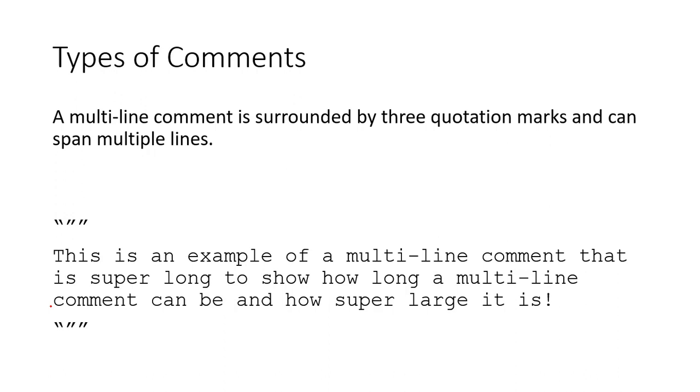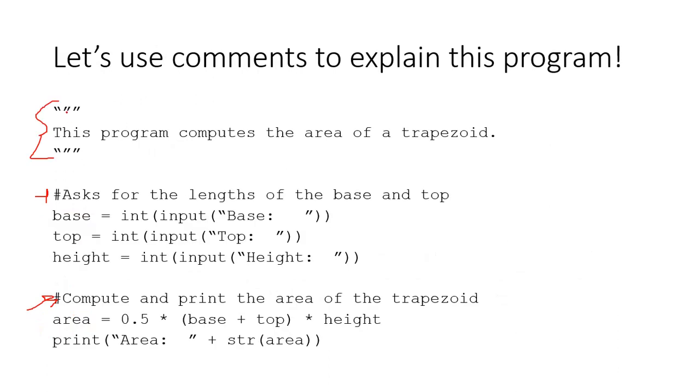Now, there are multiple kinds of comments. There's a multi-line comment that is surrounded by 3 quotation marks and can span multiple lines. So this is my example of a multi-line comment that is super long, to show how long a multi-line comment can be. Notice what I did. At the top here, I got 3 quotation marks. That's my way of pointing out that I have a multi-line comment. So at the front, at the top of my trapezoid area program, I put 3 quotation marks. That's the way of showing that you have a multi-line comment. You could put as many lines as you want in between those 3 quotation marks, and that will all be a comment for you.